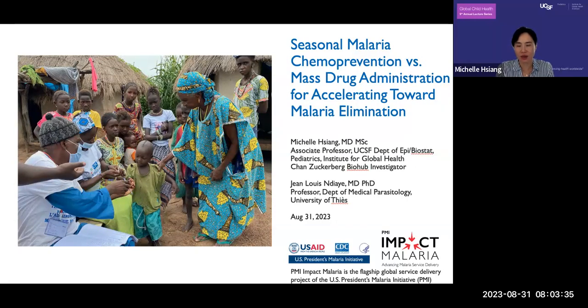I wear many hats. I feel like this project kind of brings together a lot of it. When I'm in the hospital, I use antimicrobials to treat individual patients. And in this project, we're using antimalarials to treat populations to help with malaria burden and get towards elimination.